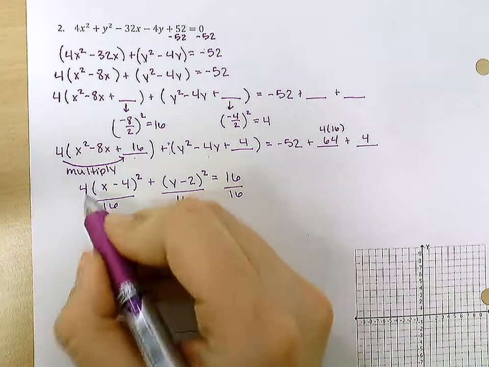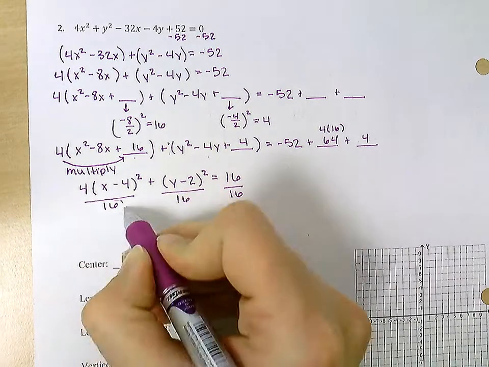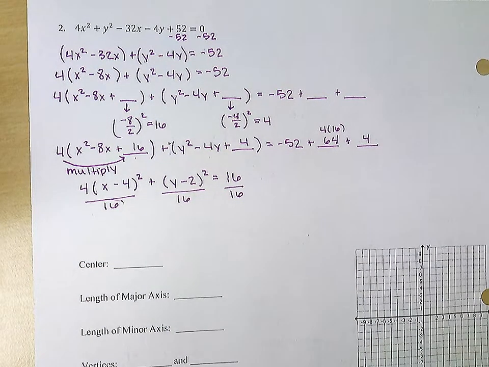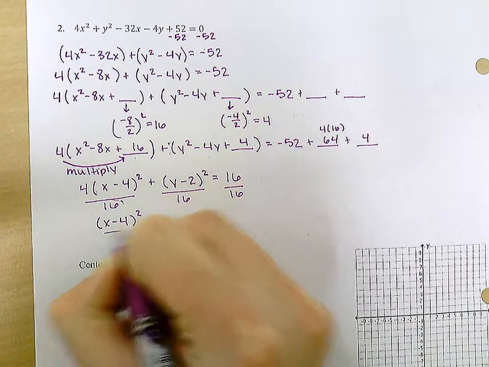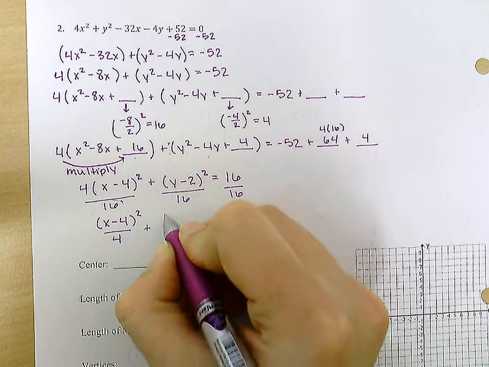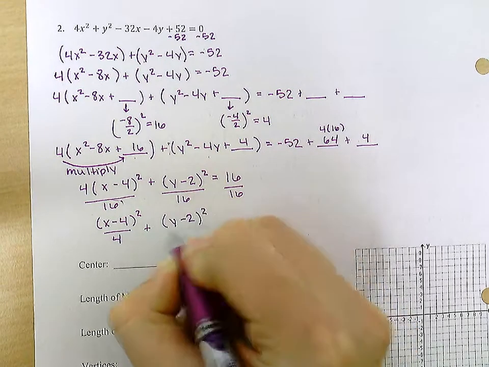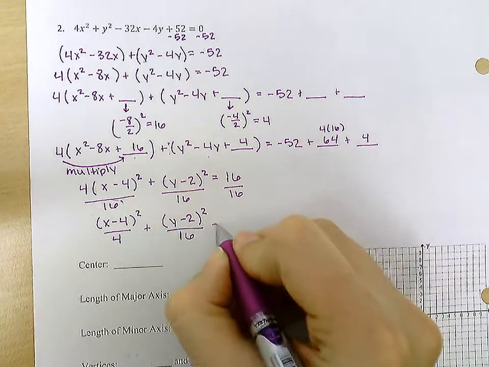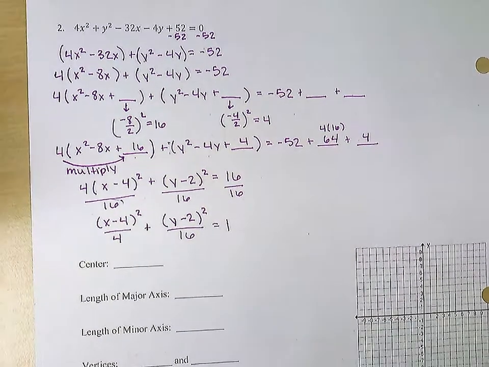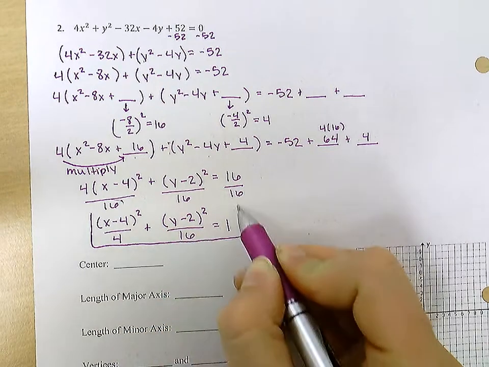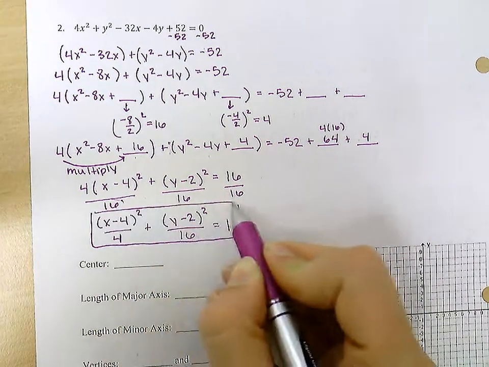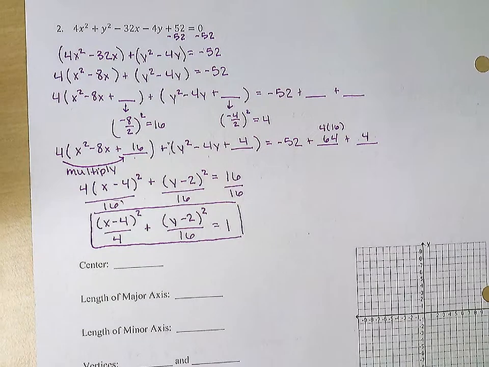Okay, so I end up with reducing my fraction here of 4 over 16 to x minus 4 squared over 4 plus, I can't reduce this fraction, so it is just over 16, and that's equal to 1. So this is the standard form of this ellipse. And then we can find our center and our different vertices from here.